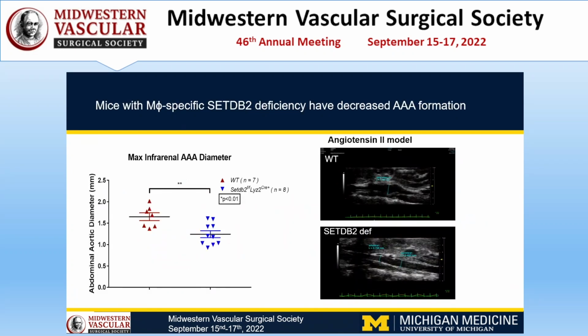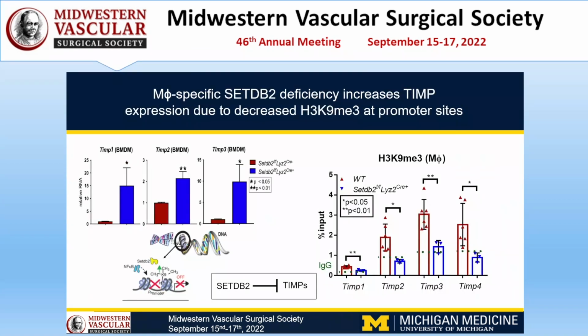Recent data from our lab has also showed, as background, that when you deplete SETDB2, mice have smaller aneurysms in a chronic angiotensin model. And we showed that this was through significant upregulation and expression of the tissue inhibitors of MMPs, or TIMPs. This is a family of conserved proteins 1 through 4, and all of these were significantly upregulated when you deplete SETDB2, specifically in the macrophage cell type.